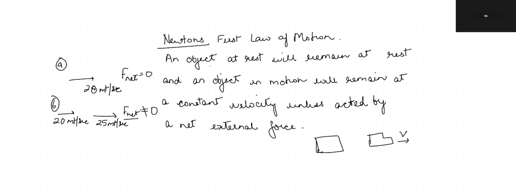And suppose a car is moving in a circle, going in an arc. It is changing direction, but the speed is the same. Then also we say there is a net external force, because it is changing direction. So the net external force is not equal to zero.